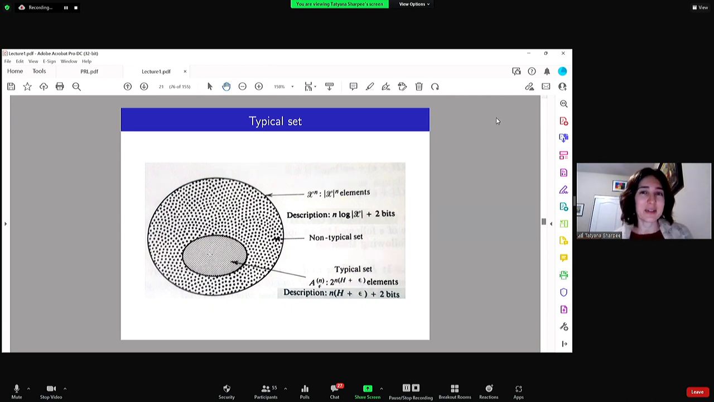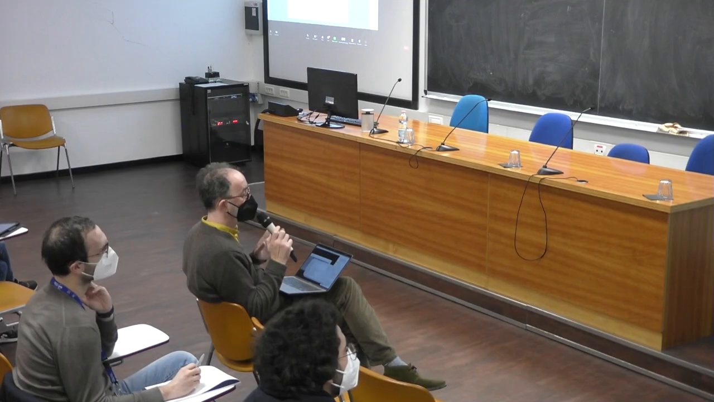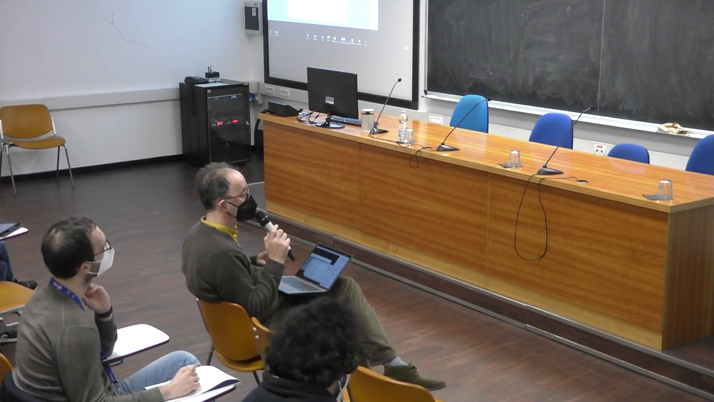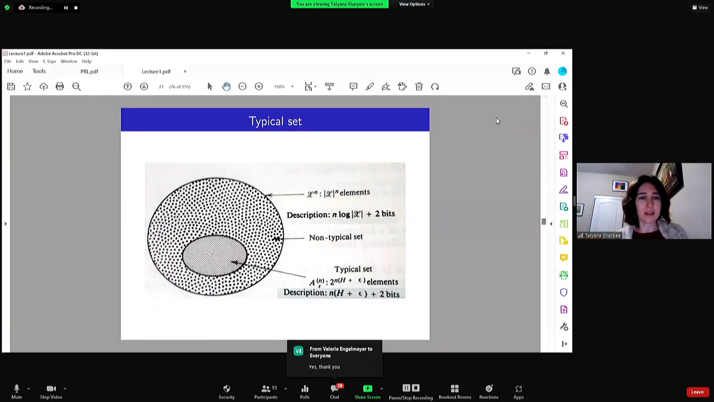I hope this was qualitatively helpful. I will put chapter 3 of Cover and Thomas, which discusses the asymptotic equipartition property, on Slack, so that whoever has problems with it can go through it. Yeah, I think this is from Cover and Thomas, right? Yeah, exactly.